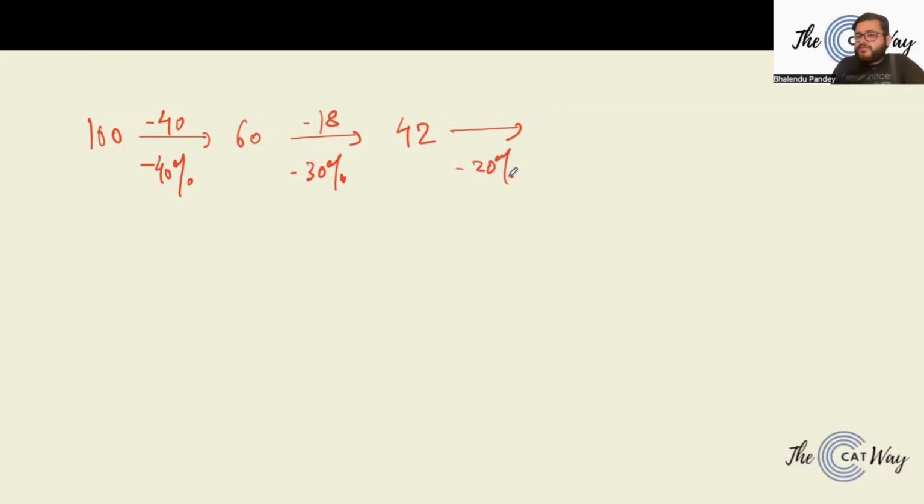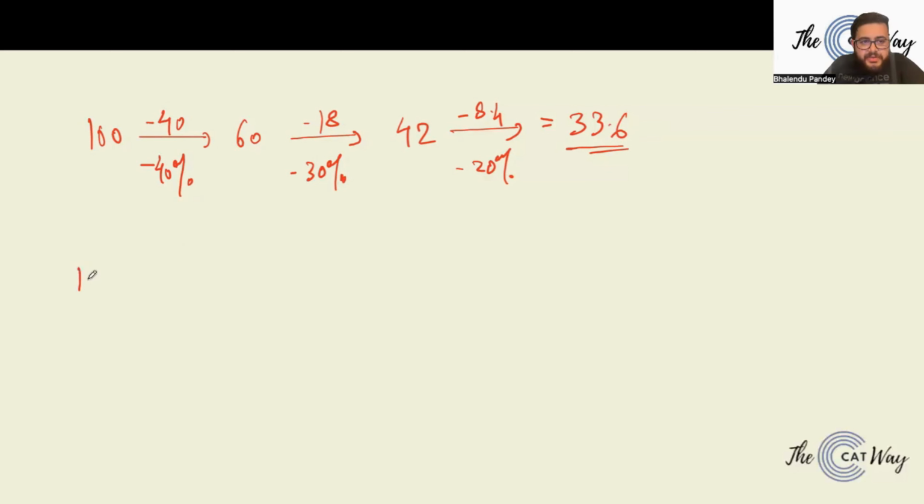Let's say you have 100 rupees. Initially, a 40% discount has been offered. 40% of 100 is 40, so 40 is gone, you're left with 60. Then another 30% of it is gone. 10% of 60 is 6, so 30% will be 6 into 3, 18. So another 18 is gone, you're left with 42. And now another 20% is gone. 10% of 42 is 4.2, 20% will be 8.4. So another 8.4 is gone. You are left with 33.6.